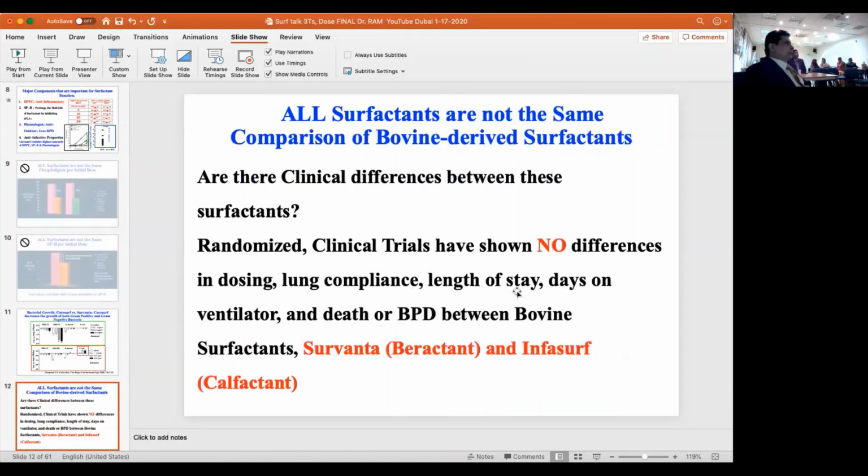Let's look at whether there are any clinical differences. Randomized trials have shown no difference in dosing, lung compliance, length of stay, ventilator days, or death or BPD between surfactants with different cofactors. So these are the three large comparative studies.